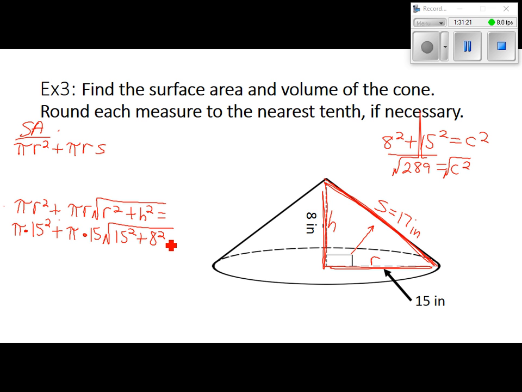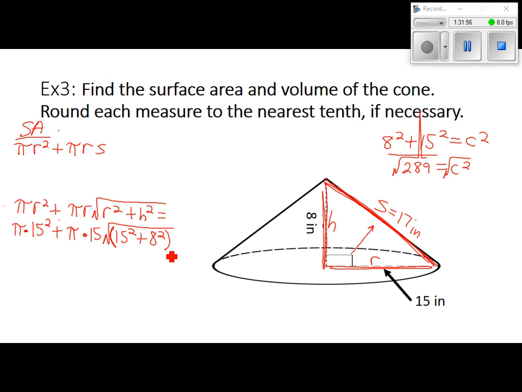Now, if you wanted to plug all of this into your calculator just like it is, the only thing you've got to remember to do is put parentheses around that stuff underneath the square root. So if I type this all into my calculator, I'm going to hit the pi button times 15 squared plus, hit the pi button again, times 15 times, then the square root.